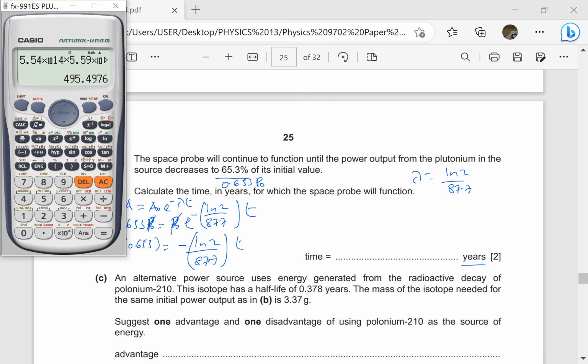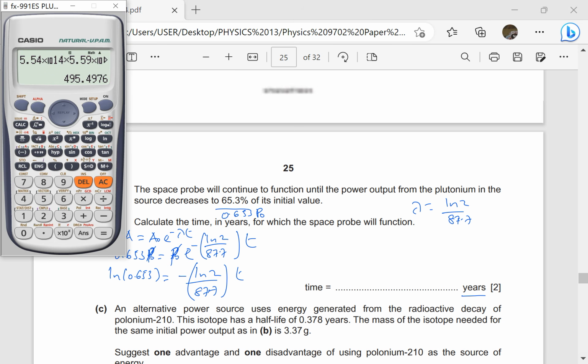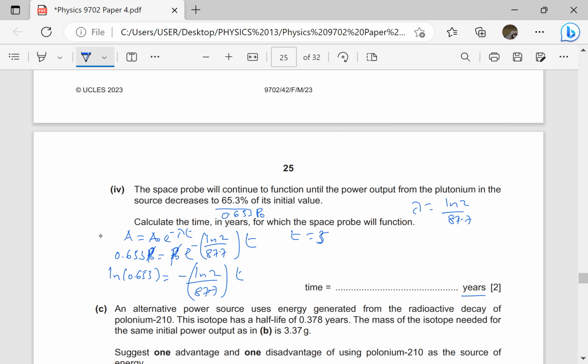So I will get t. t is simply going to be ln of 0.653 times 87.7, then divide by negative ln of 2. So I'm getting this as 53.9. So t is 53.9 in years. So the answer is 53.9 years, and I think that is precisely correct.